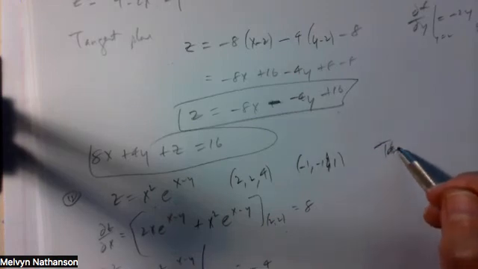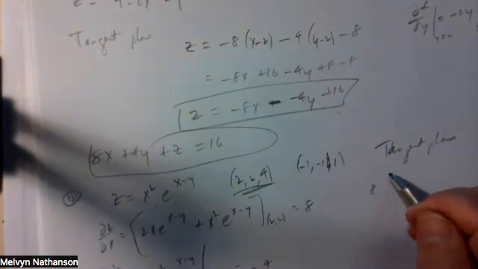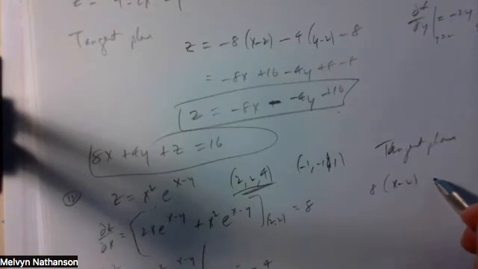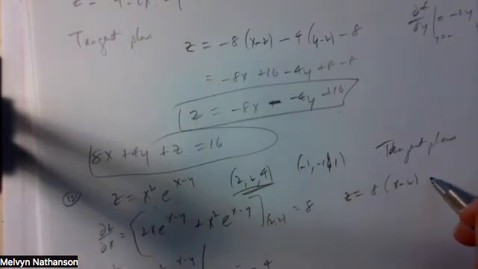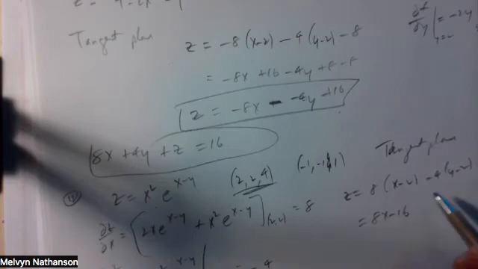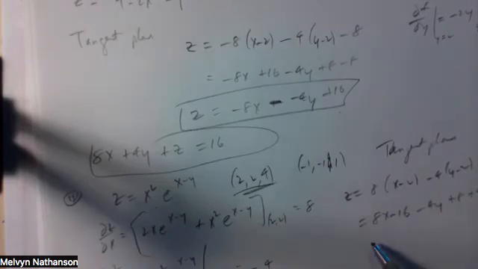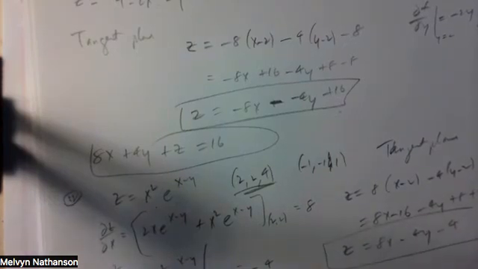So my tangent plane at the point (2, 2, 4) is z equals 8 times (x minus 2) minus 4 times (y minus 2) plus 4, or 8x minus 16 minus 4y plus 8 plus 4, which is 8x minus 4y minus 4. So that's the tangent plane.